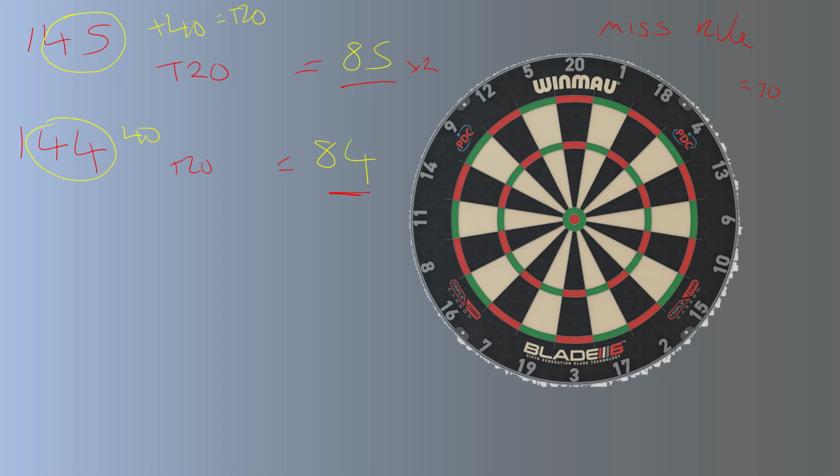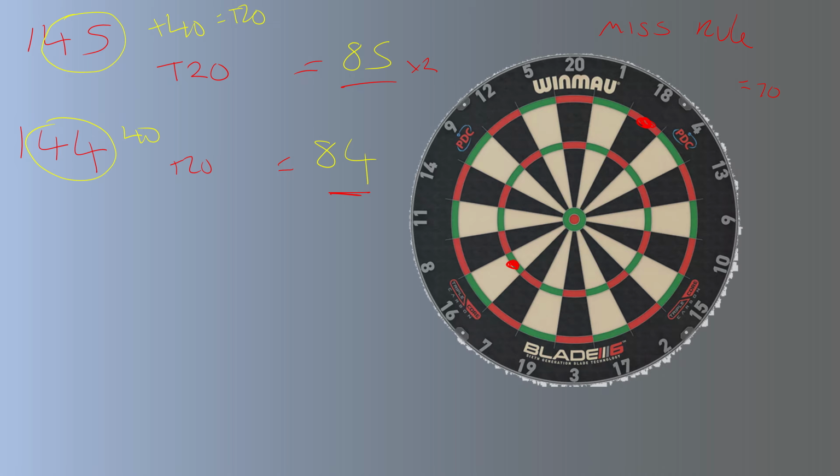So 84, of course, we had treble 20, double 12, but it can also be treble 16. Now, I didn't realize this for a long time. And I love double 18, so treble 16, double 18 is not a bad way to go if you've got 84. Of course, if you miss the treble 16, hit the big 16.